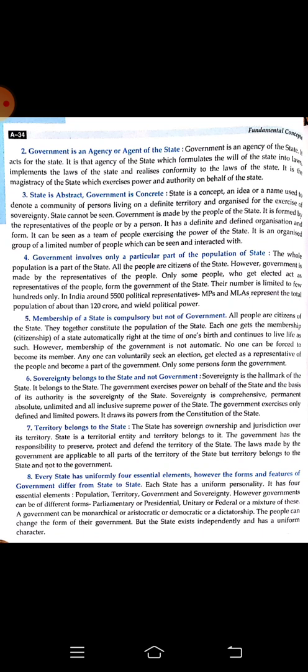Next, every state has the four unified essential elements. However, the forms and features of the government differ from state to state. This means each state has a unified personality, but all the elements cannot be the same. There can be different forms of government. The population can be big or small, the territory can be big or small, the government can be of different kinds, and the sovereignty can be of different kinds, right? So each country has its own characteristics and features.